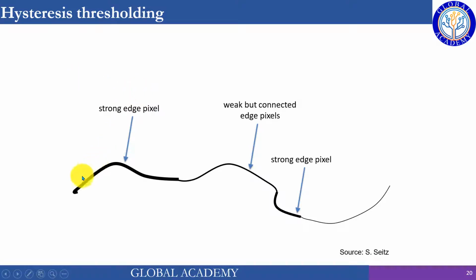So here is the best example. We have strong edges and then we have weak edges but connected to edge pixels. That's why these values are retained in hysteresis thresholding. And similarly, we have some weak edges but connected to the strong edges.